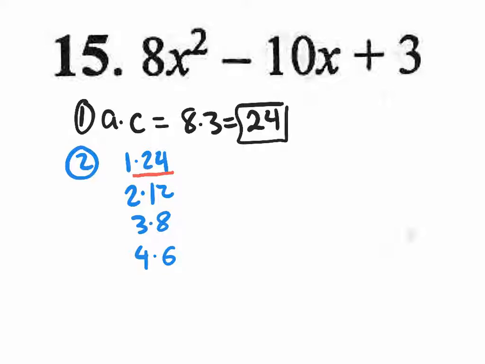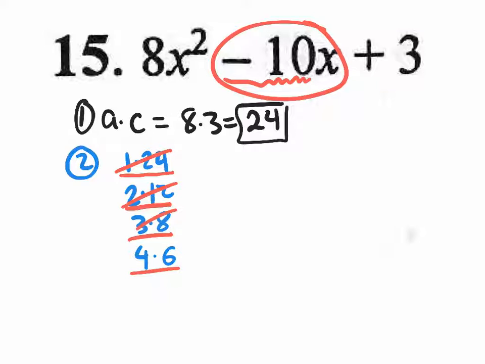-4, -6. So if I go 1 plus 24, that is 25, which is not what we want in the middle. We want a -10. 2 plus 12 is 14. That's not good. 3 and 8 is 11. That's not good. 4 and 6 is 10. That's great, but we want a -10, not a positive 10. So let's change it to a -4 and a -6.